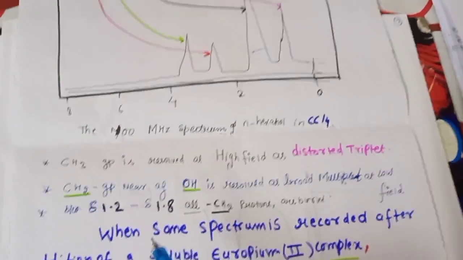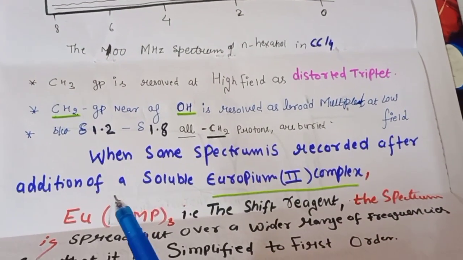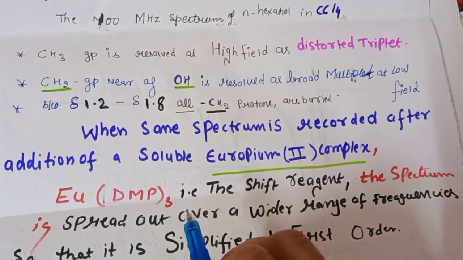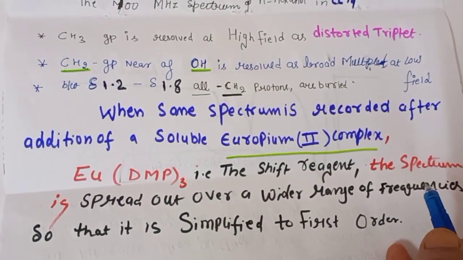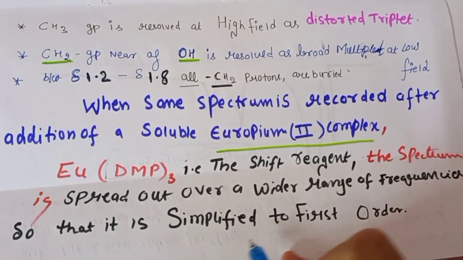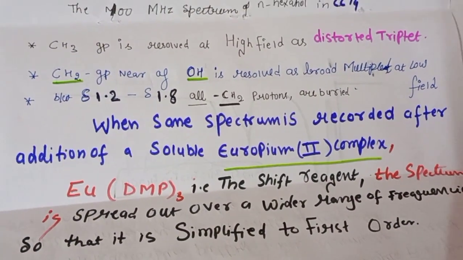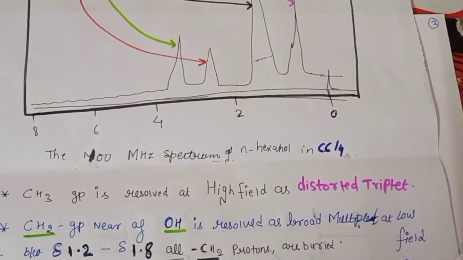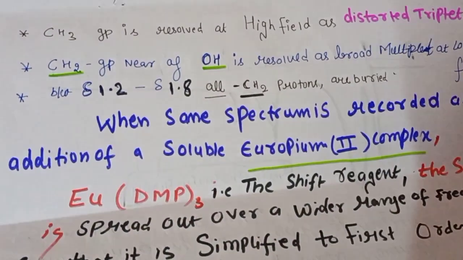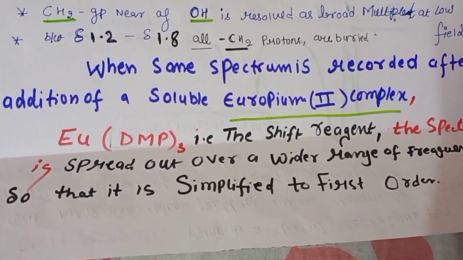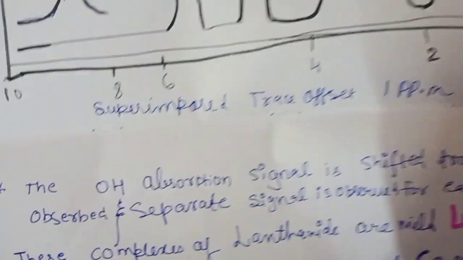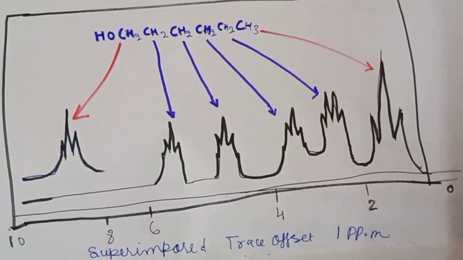So when the same spectrum is recorded after the addition of a soluble europium complex, that is europium DPM thrice, a very important shift reagent, the spectrum is spread out over a wider range of frequencies so that it is simplified to the first order spectra. So when we have dissolved this in the soluble europium complex, we get a wider range of frequency, and the spectra simplified to first order spectra like this. Now you see the difference between both the spectra.